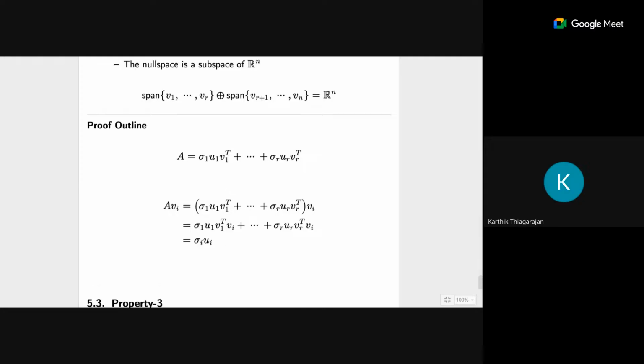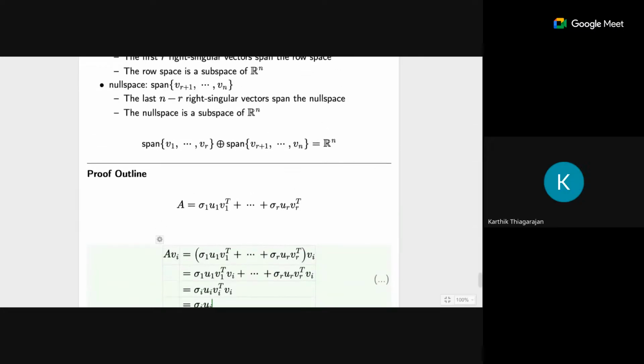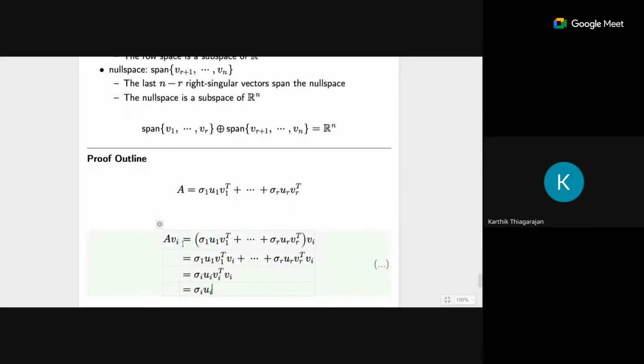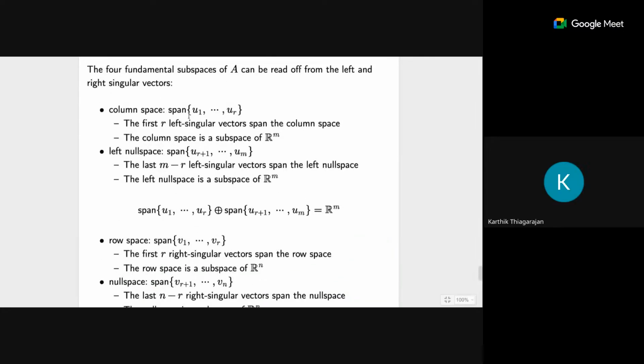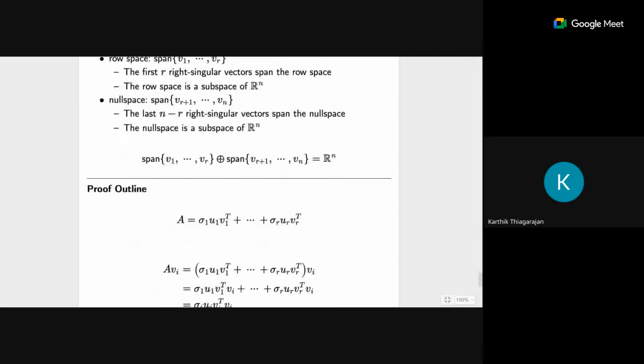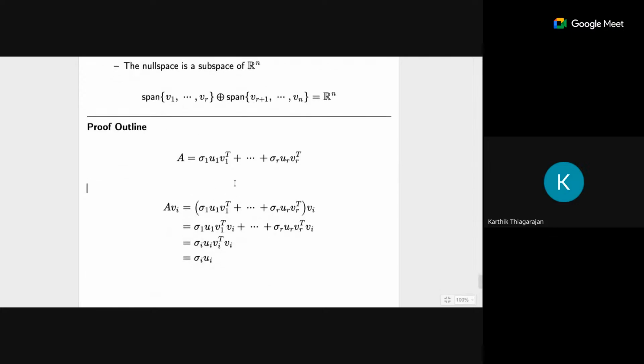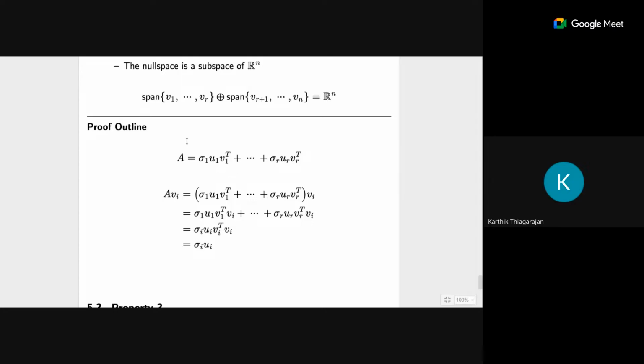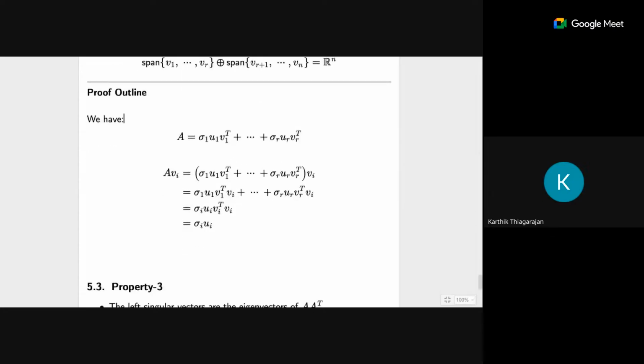Now, sir, can you add that step, Vi transpose Vi, and then write this one? Yes, thank you. Since A Vi is sigma i Ui, you should now be able to note that the set of all A v is the column space, right? So the column space is the span of the Ui's. You must be able to see that from this equation. Also, we have this one. We also have this.